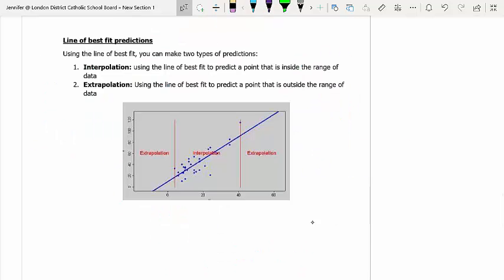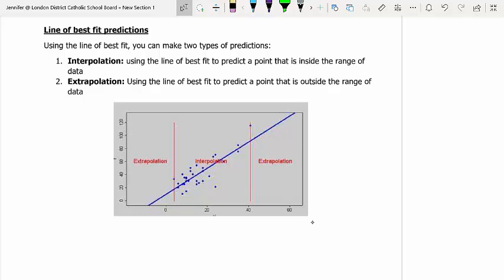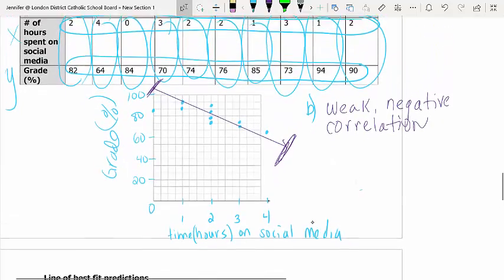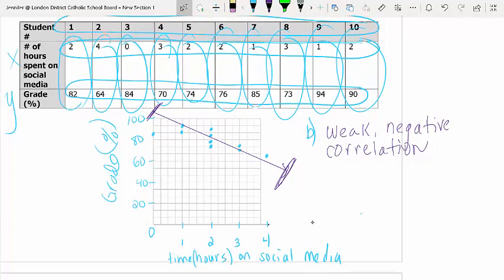Okay, the last thing you guys need to know is the 2 different types of predictions that you can make on a line of best fit. So obviously you can figure out exact data for the points that you have on the graph. For example, over here, if I asked you, what percent did a kid get on the test who spent 4 hours on social media? Well, we actually have a point for that, right?